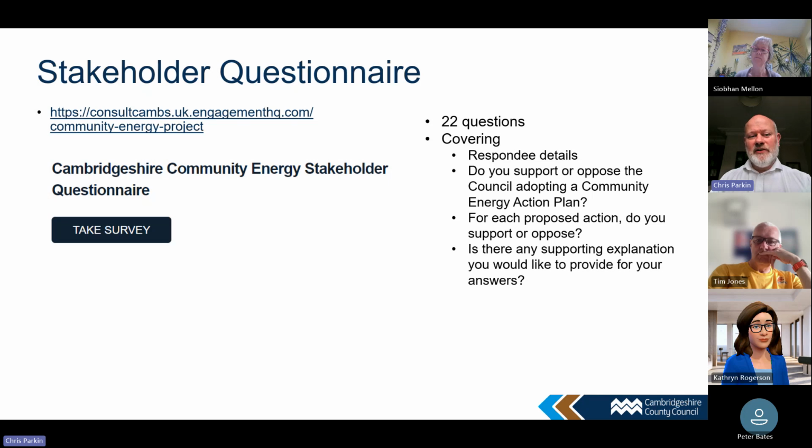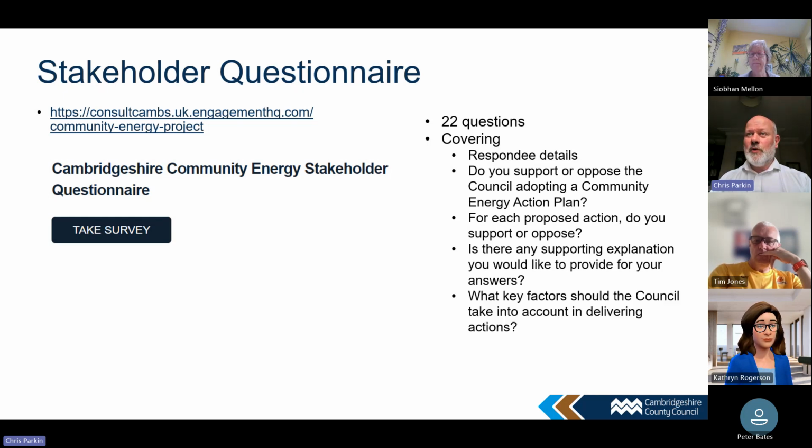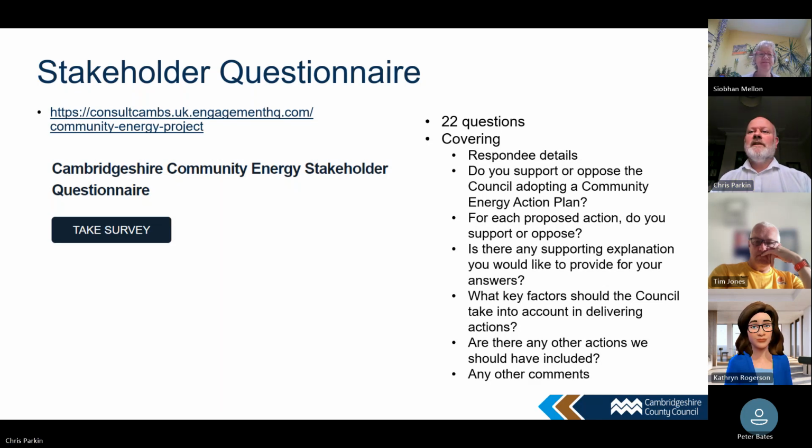There's also a number of questions where you're provided a free text box to provide supporting explanations to explain why you've answered in a particular way. And also whether there are particular factors that you think the council needs to take into account when it is delivering whatever actions come out of the exercise. And finally, obvious question, is there anything that we've overlooked and should have included but haven't? And also any other comments?